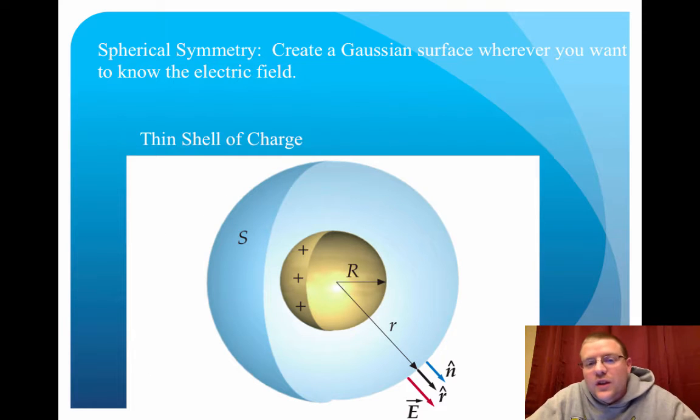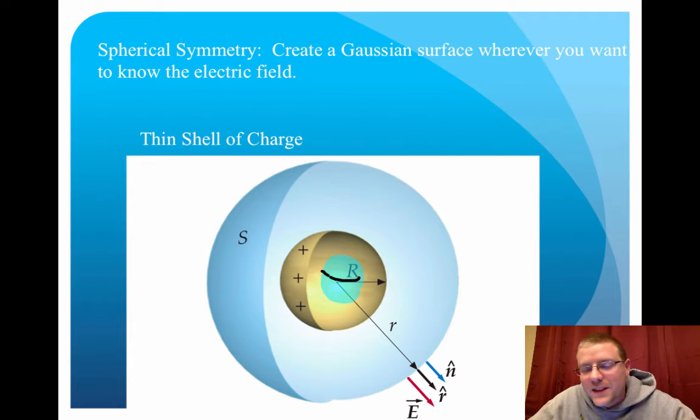So let's try spherical symmetry here. For spherical symmetry, one of the groups created a shell of charge, and with that thin shell of charge we made 2 Gaussian surfaces. We made a Gaussian surface on the outside of the shell, and we made one on the inside of the shell. Let's start with the inside of the shell.